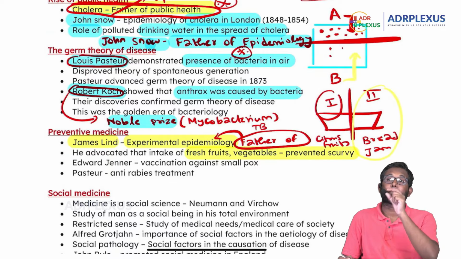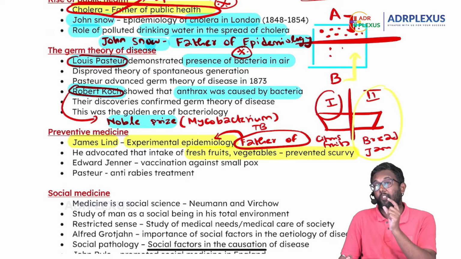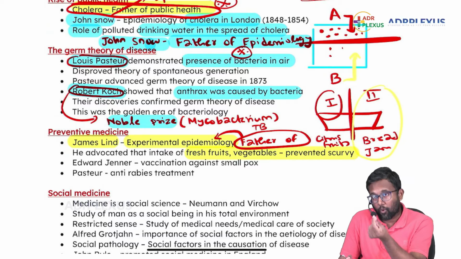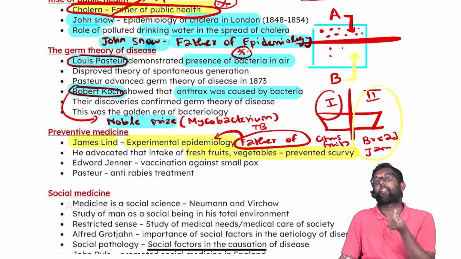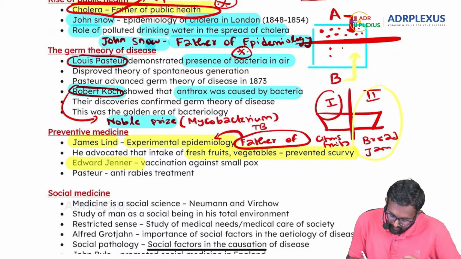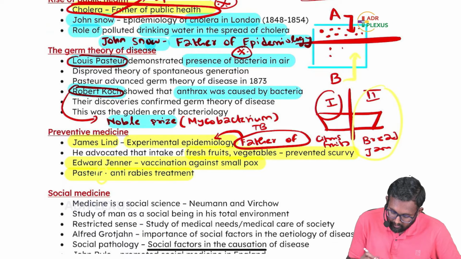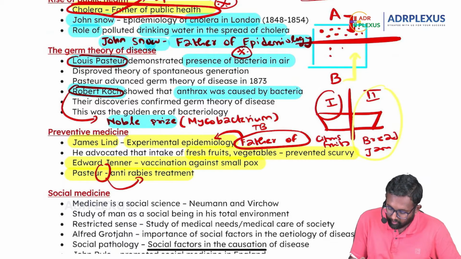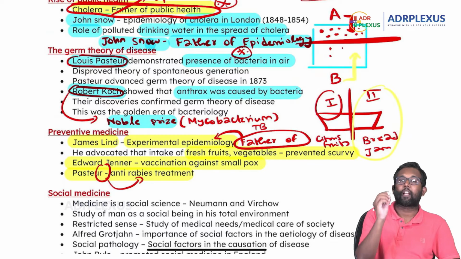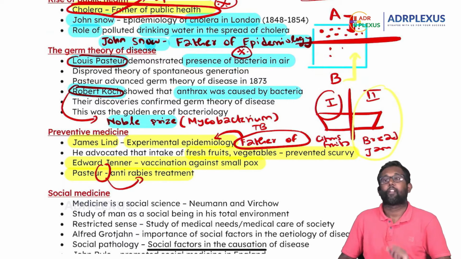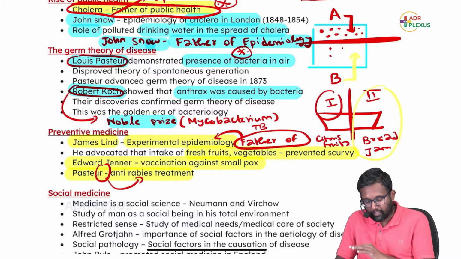Then, who is famous for his experiment on smallpox? It was Edward Jenner. He did his experiment on a small boy. Edward Jenner, smallpox. Louis Pasteur is mainly for anti-rabies treatment. How can you remember this? Louis Pasteur for rabies, R for R. We'll see about all the scientists on the next page.